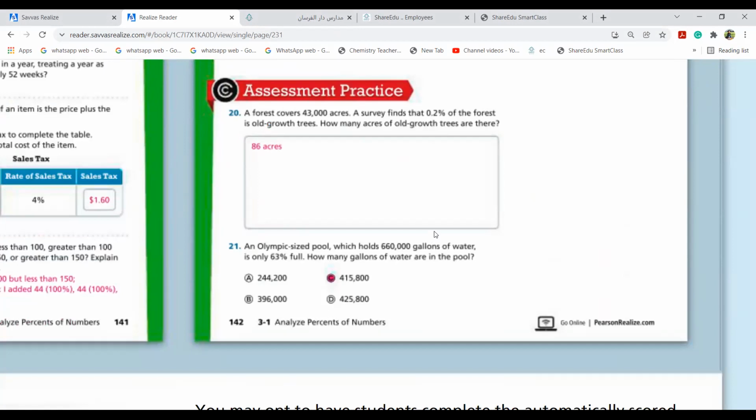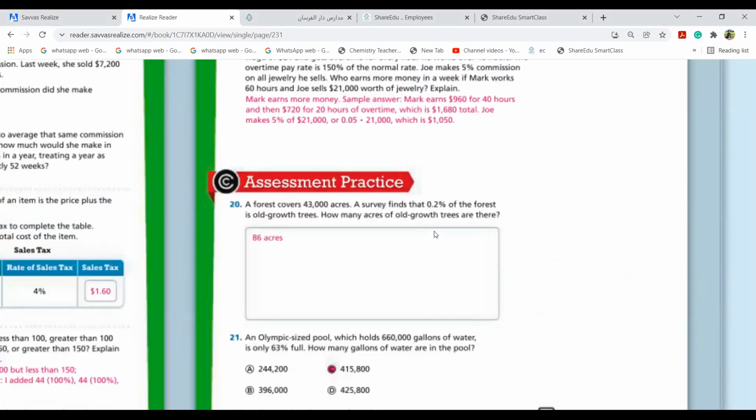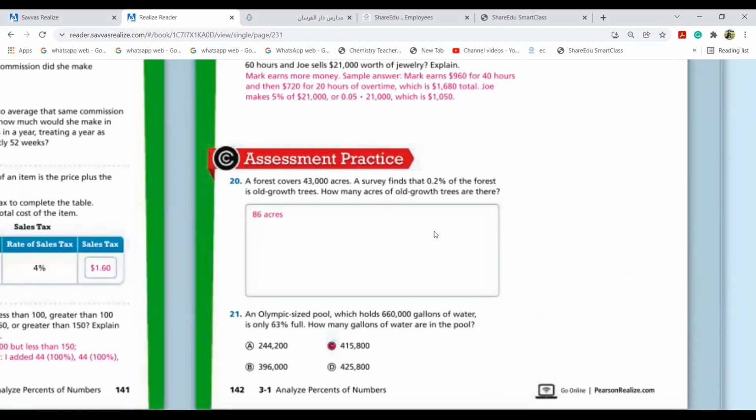Do you have the same question in your book? Yes. A forest covers 43,000 acres. A survey finds that 0.2% of the forest is affected. The forest is how much? 43,000 acres. So 0.2% of the forest. How will you find this? You do 0.2 over 100 multiplied by 43,000. So the zeros cancel.